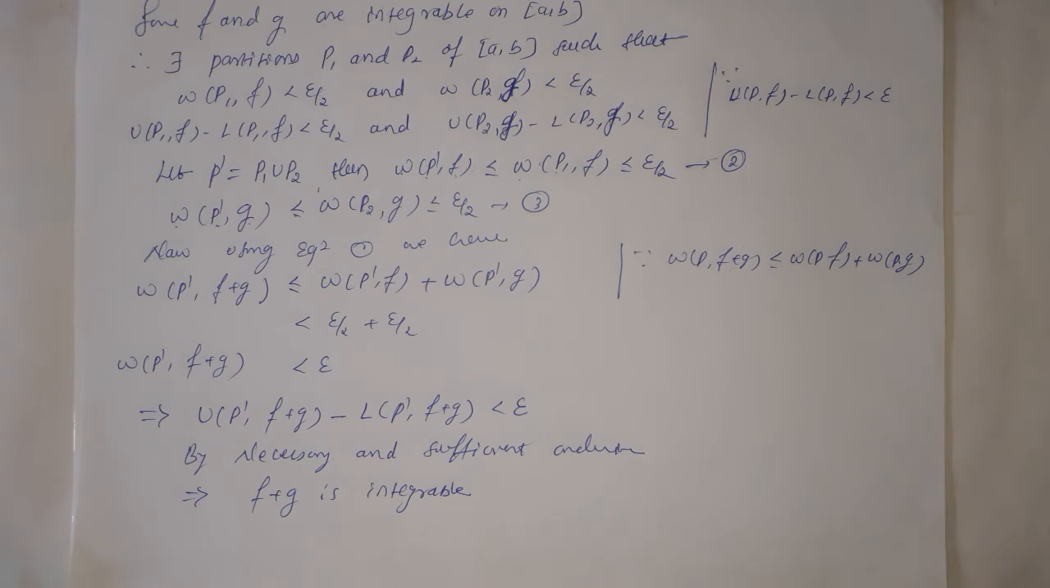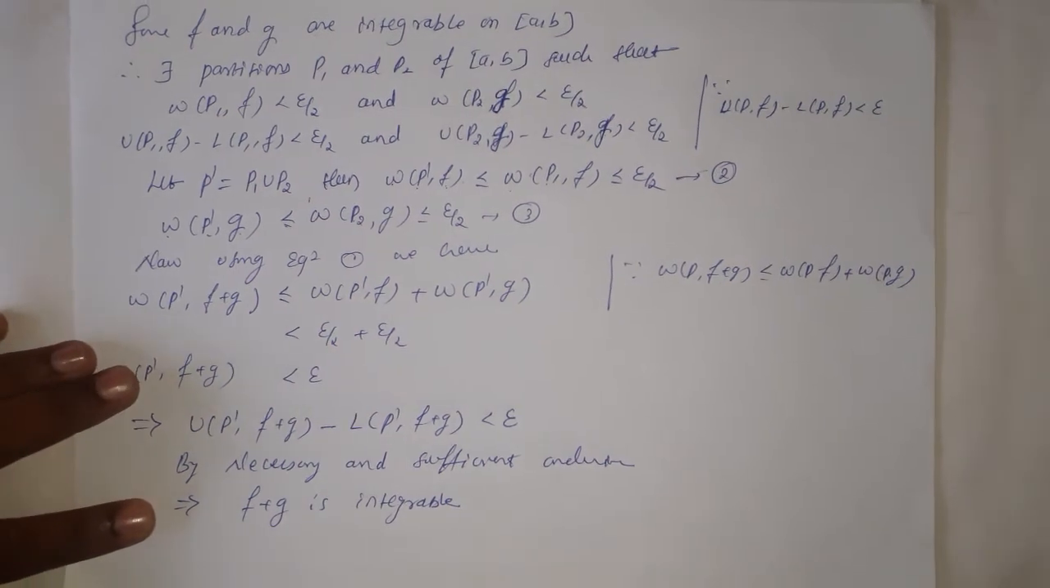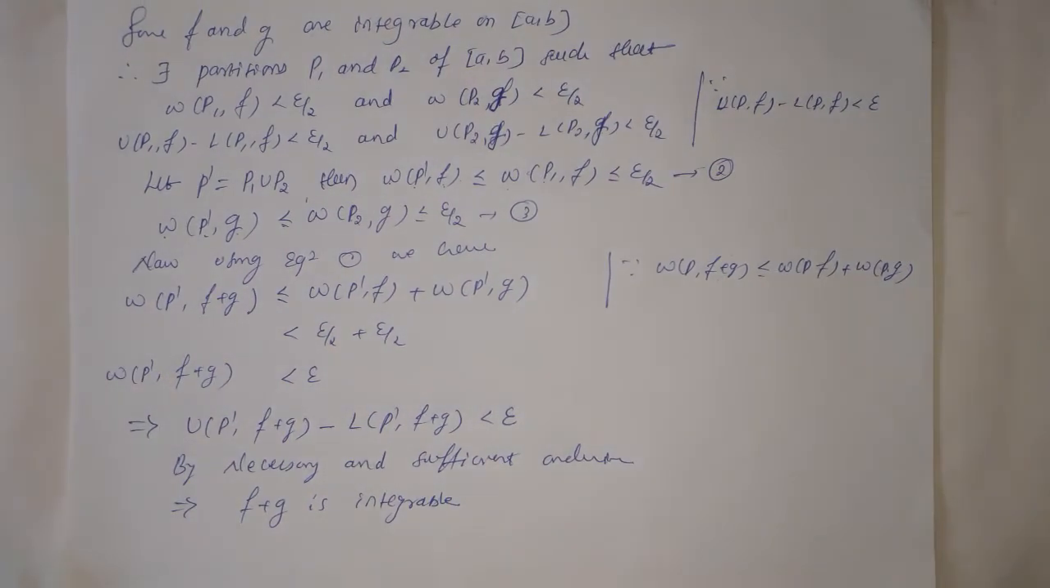And now we need to prove that, already we have proved f plus g is bounded and f plus g is integrable. Next we need to prove that integration over a to b of f of x plus g of x is equal to integration over a to b of f of x plus integration over a to b of g of x. Now let us continue.